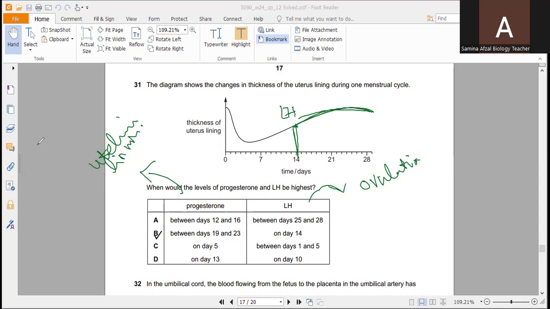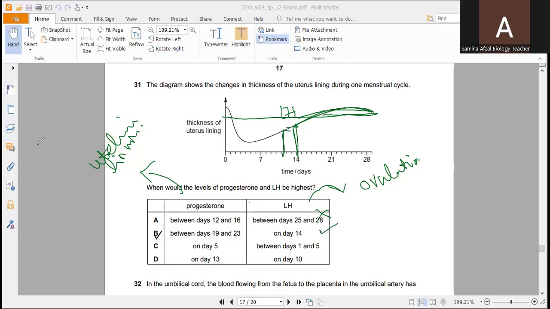So we can say between days 12 and 14, progesterone is highest. No, it is not high there. It is highest between 21 to 28 days. Luteinizing hormone is highest at 14. So this is not the correct option. Option B is between 19 and 23. Yes, between 19 and 23 it is highest, and on day 14 luteinizing hormone is highest. Yes, this is the correct option.